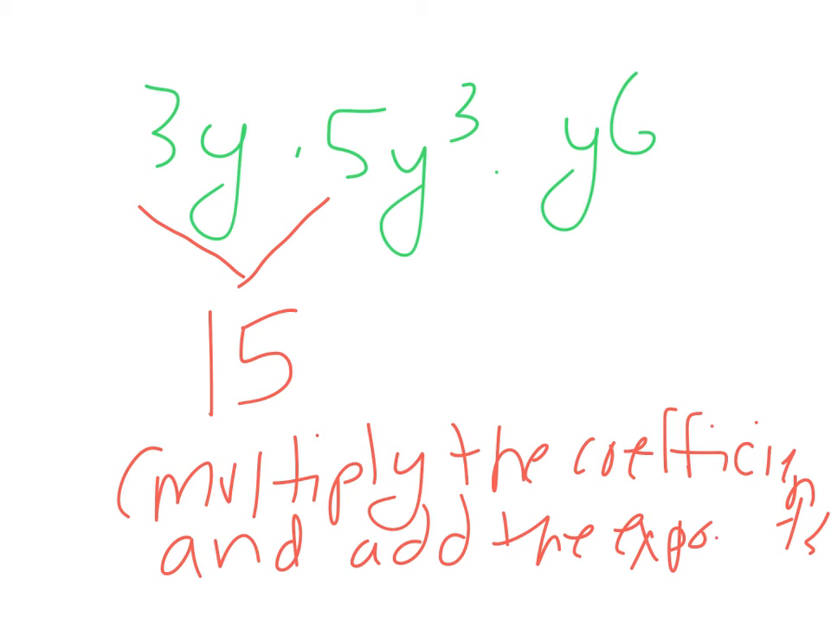Oh my, that's terrible writing. I'm sorry. But you know what? These videos are not going to be perfect. But I can do better than that. Next time I will. The exponents are 1, 3, and 6. That equals 10. Y to the 10th. Oh my gosh, I forgot the variable. You don't forget the variable like I did.